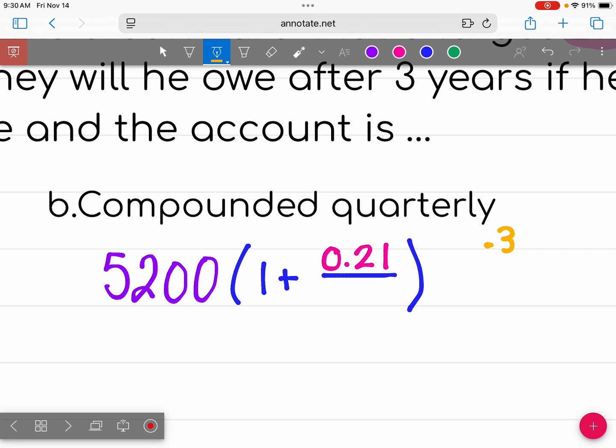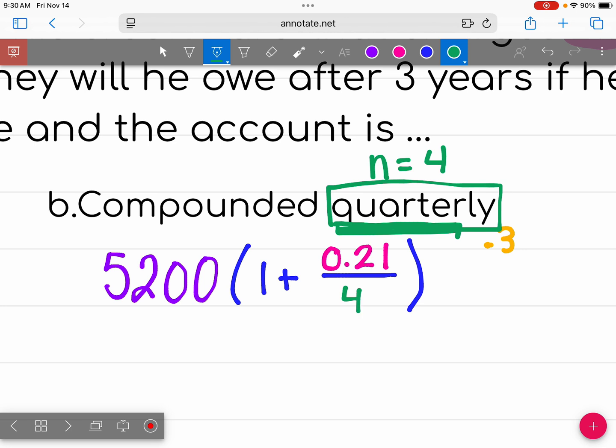For this last one, we're compounding quarterly. What's our n going to be for that? 4. Whenever we see quarter, think how many quarters are in a dollar? There's 4 of them. Or how many quarters are in a school year? Oh, snap. Same thing, 4. Or if I quarter something, I'm cutting it in fourths. So our n is going to be 4. The rest of the equation stays the same. The only thing that's changing is that 4.